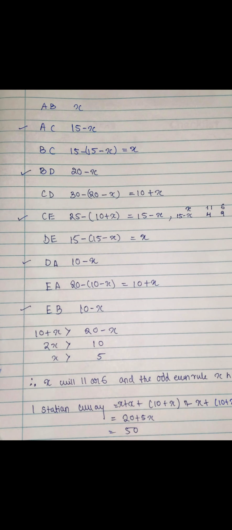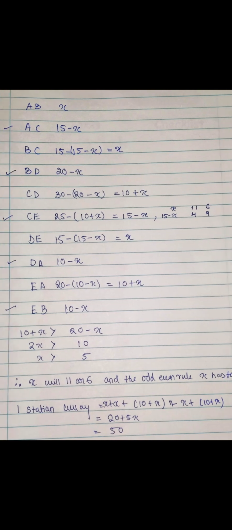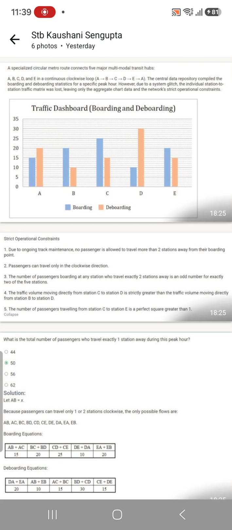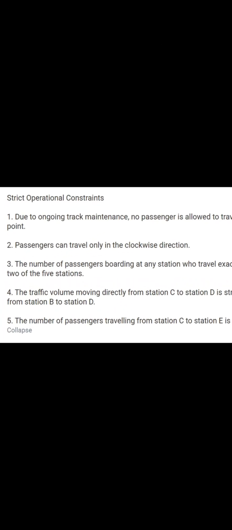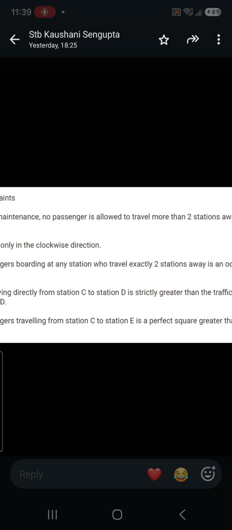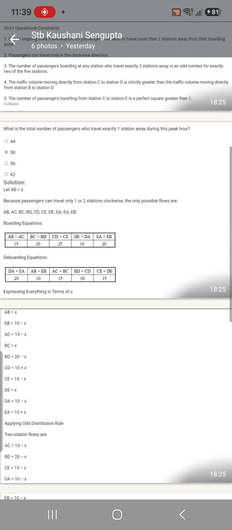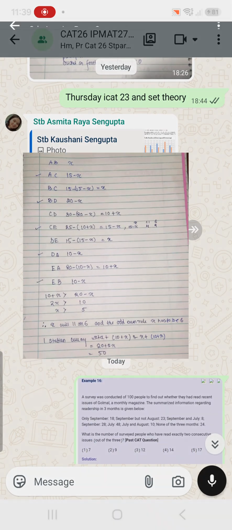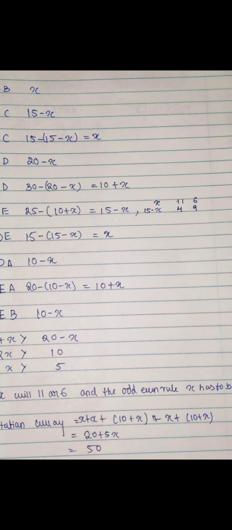So now we are told something else also, so let us see the other constraints. The number of passengers traveling from C to E is a perfect square greater than 1. So let's look at the figures again. C to E is 15 minus x. It has to be a perfect square greater than 1.